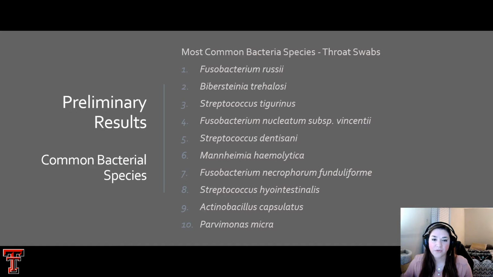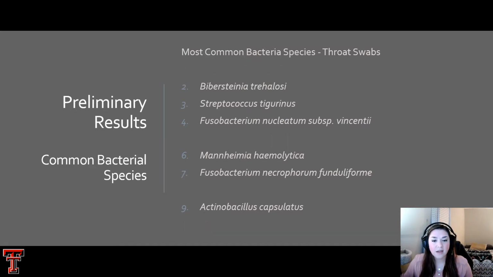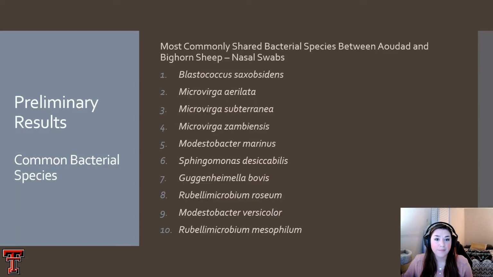So moving on to our throat swabs, we do see something a little bit different here. So all of these on the screen are considered opportunistic pathogens. Notice that we do have Biebersteinia trehalosi, Fusobacterium species, and Mannheimia haemolytica. So those are all part of the pneumonia complex, and all 6 of these are actually known to cause either endocarditis or any kind of infection in GI tracts or respiratory tracts. So again, we are seeing some pathogenic bacteria.